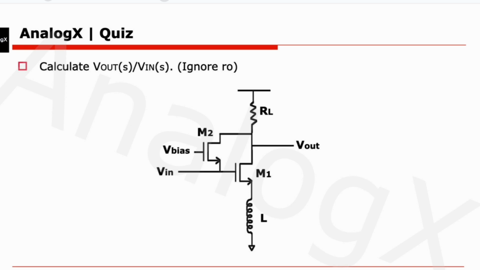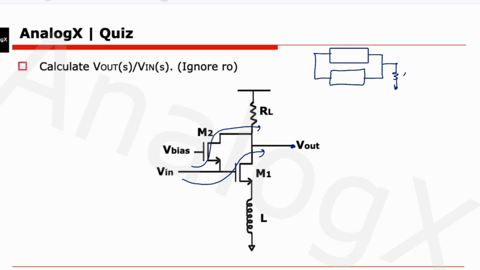Now the second approach, we will use some analytic, and then we will solve this. Here we are taking V out. By seeing this circuit, we can see that there are two paths, one through M1 and another through M2. If I make a block diagram, there is one path and a second path, and we are taking one load across the output. So we can map this as a signal flow.